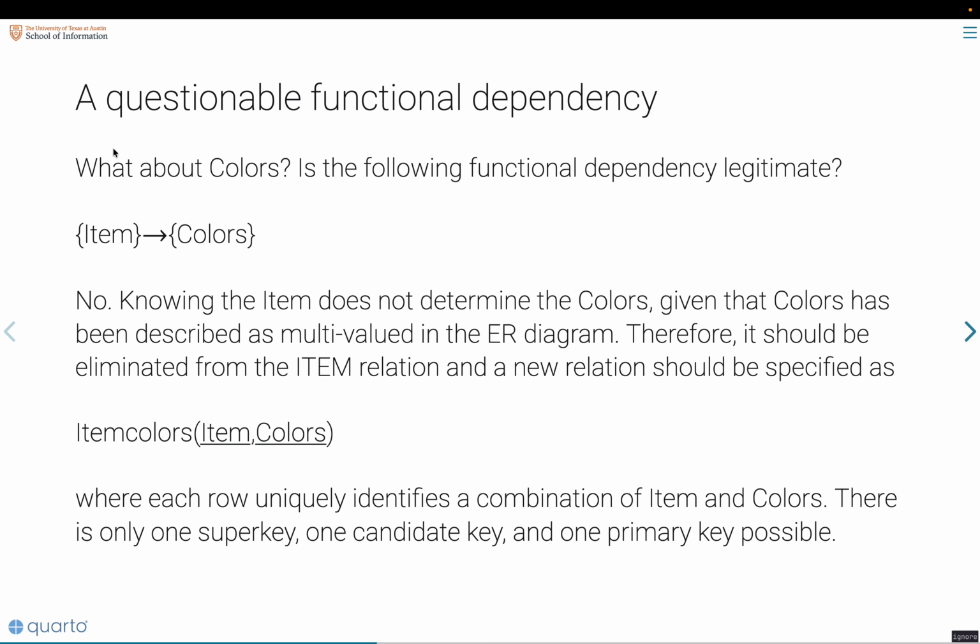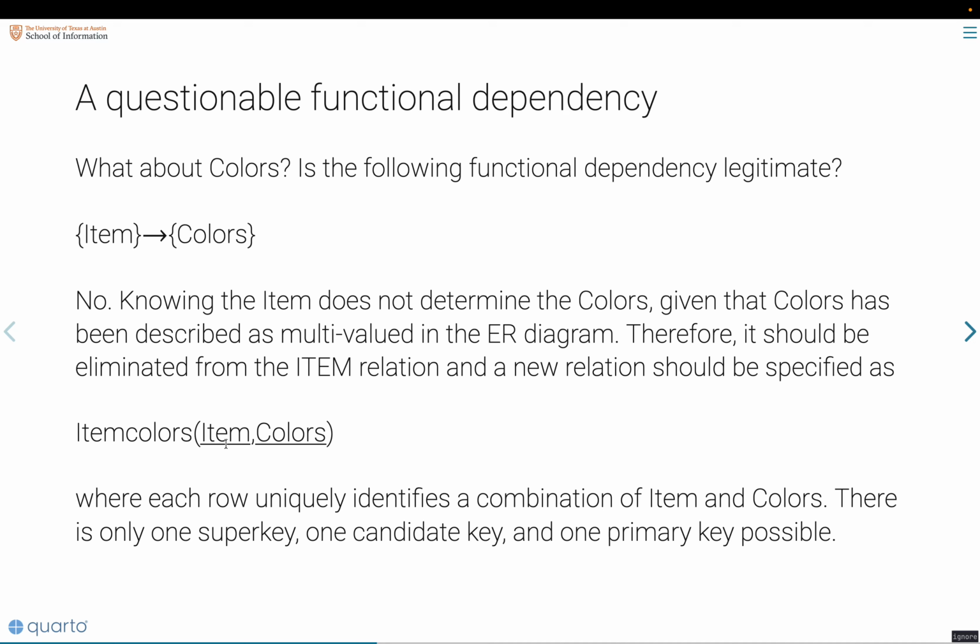Here's a questionable functional dependency. What about colors? Is the following functional dependency legitimate? The item determines colors. Well, in fact, in the parts database, it does not. Colors has been described as multi-valued in the ER diagram. I didn't show you the ER diagram for the full parts database. I only showed the stuff that I needed to. Anyway, it should be eliminated from the item relation, and a new relation should be specified as item colors.